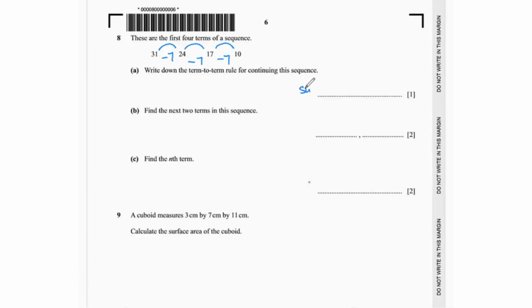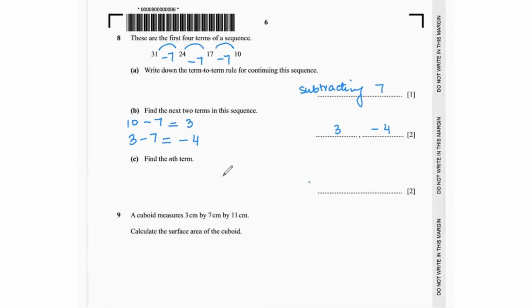So subtracting 7 is our term-to-term rule. Then it says find the next 2 terms in the sequence. So we do 10 minus 7, which is 3. And then we do 3 minus 7, which is negative 4. So the next 2 terms are 3 and negative 4.